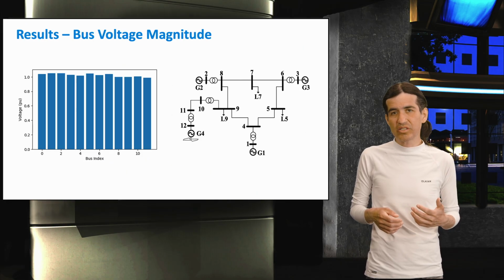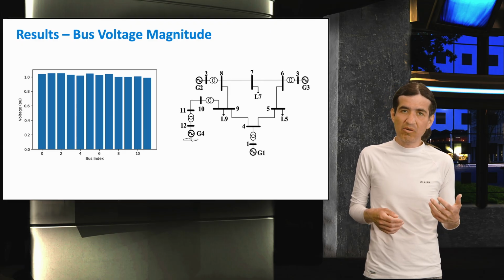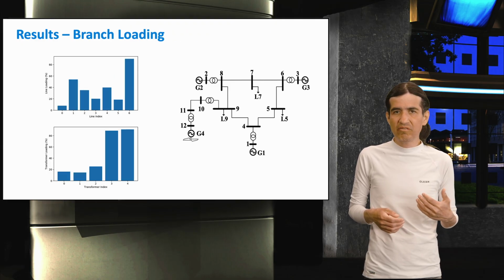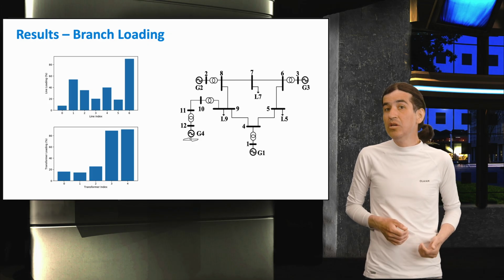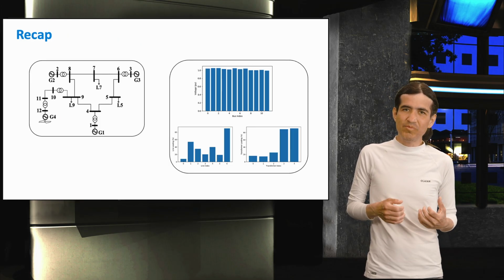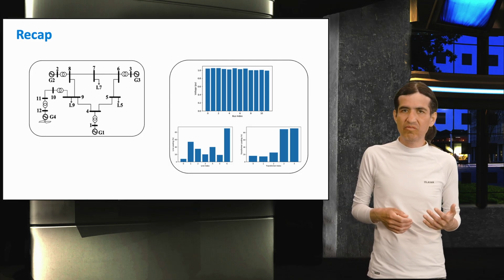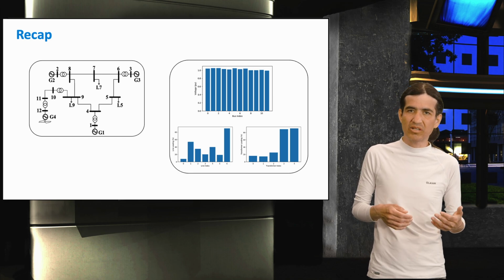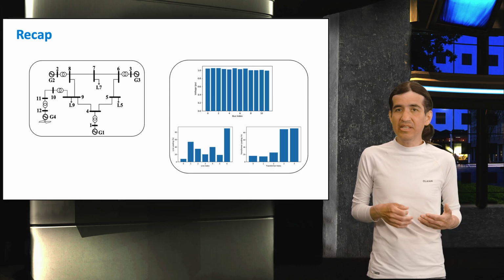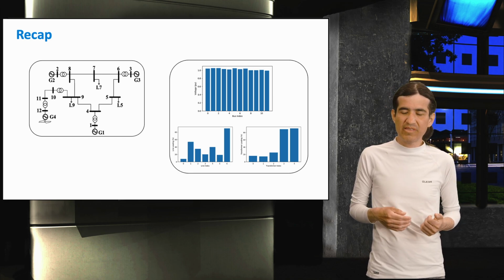Additionally, the loading on the transmission lines and transformer is below 100%, indicating power transfers within the corresponding physical capacity limits. To sum up, in this video, you have learned how to use another open tool like Panda Power to structure a model of a power system for optimal power flow calculation and to process and interpret the obtained results. Thank you for watching.